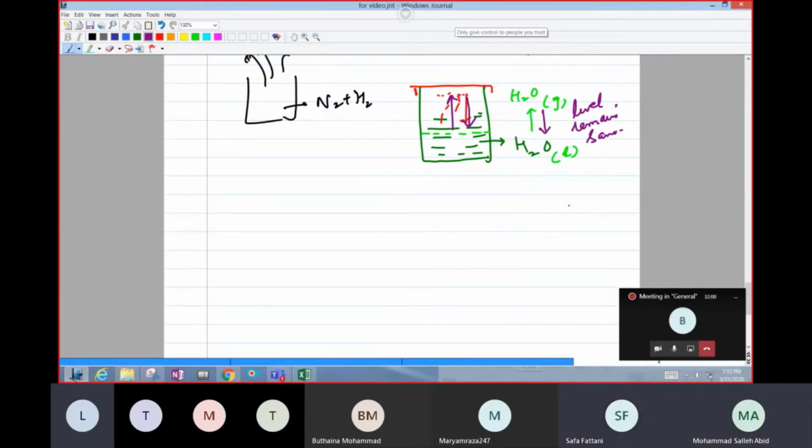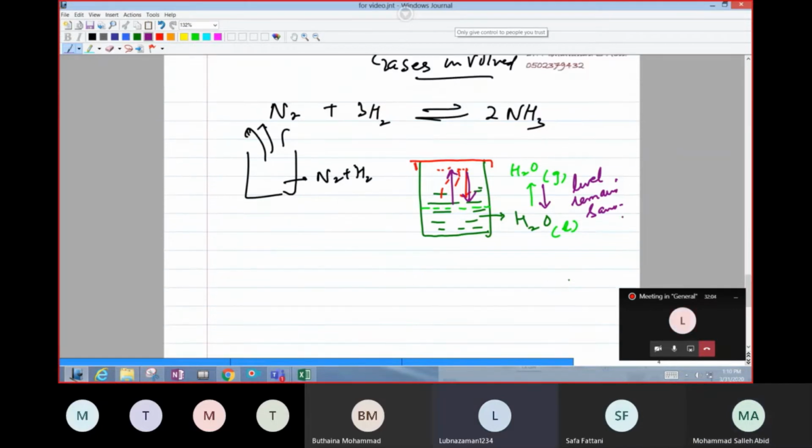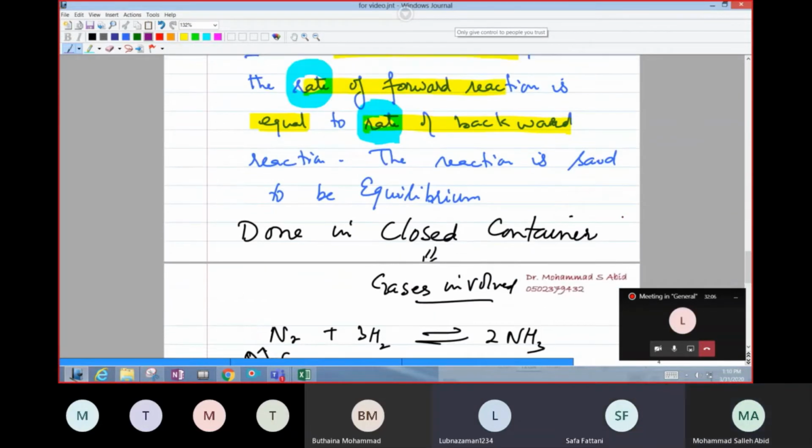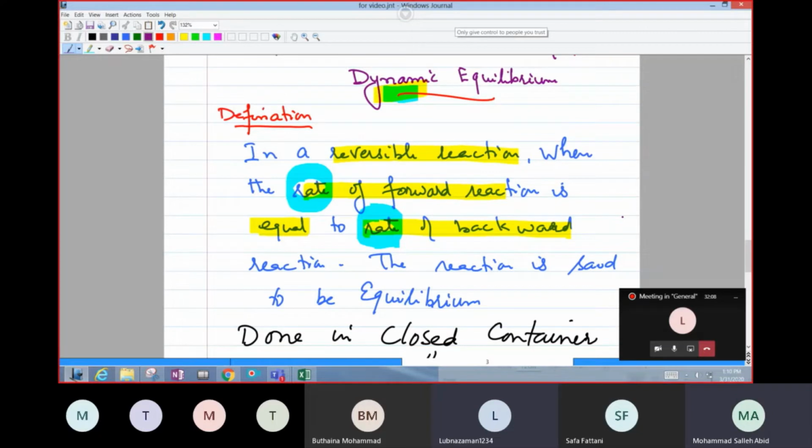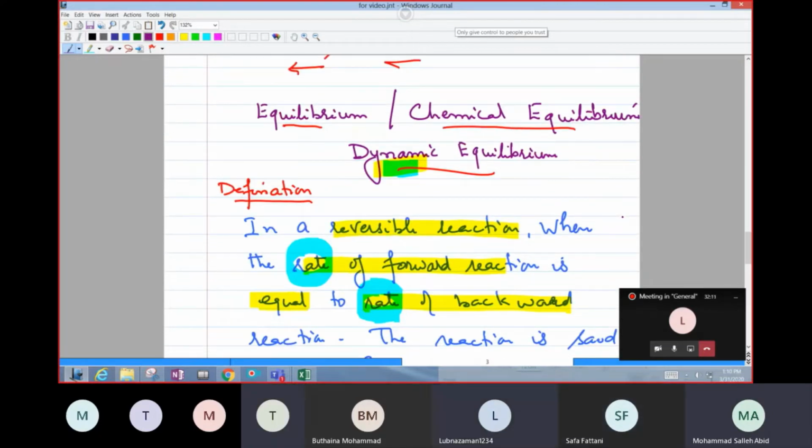Teacher, I have a question. You know the definition that you gave in the beginning? That's for what, equilibrium or dynamic? I told you it is the same thing. You call it equilibrium, you call it chemical equilibrium, you call it dynamic, everything is the same. Okay.